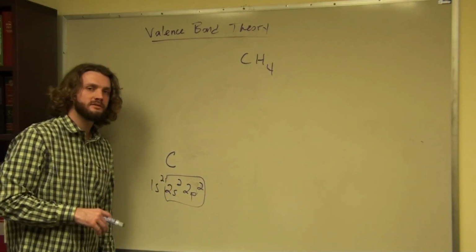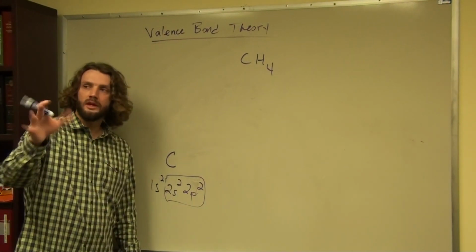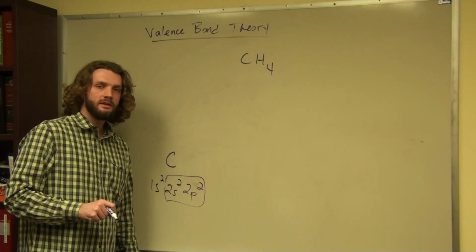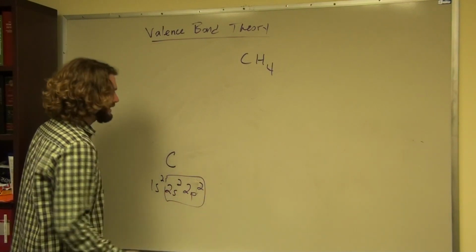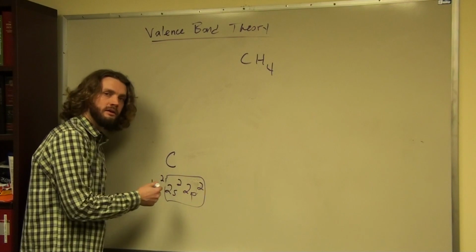And it makes sense based on some of the things that you've learned in your general chemistry curriculum, looking at the groups on the table and counting up the valence electrons. Carbon has 4 valence electrons. And so they're located in the 2s and 2p orbitals.